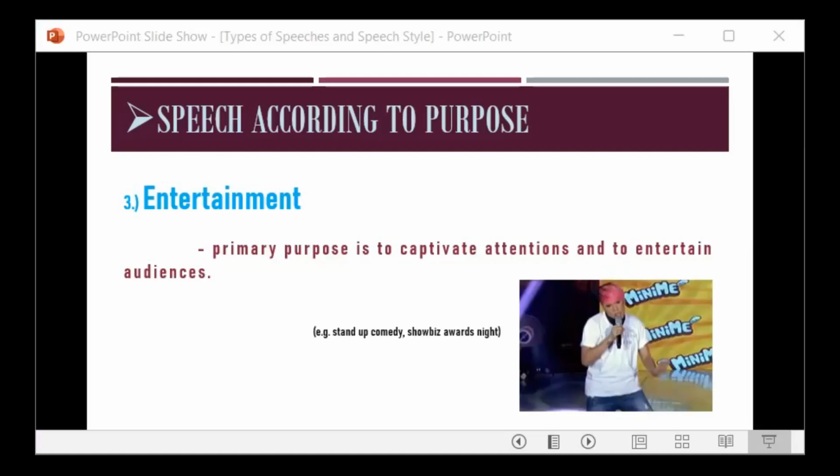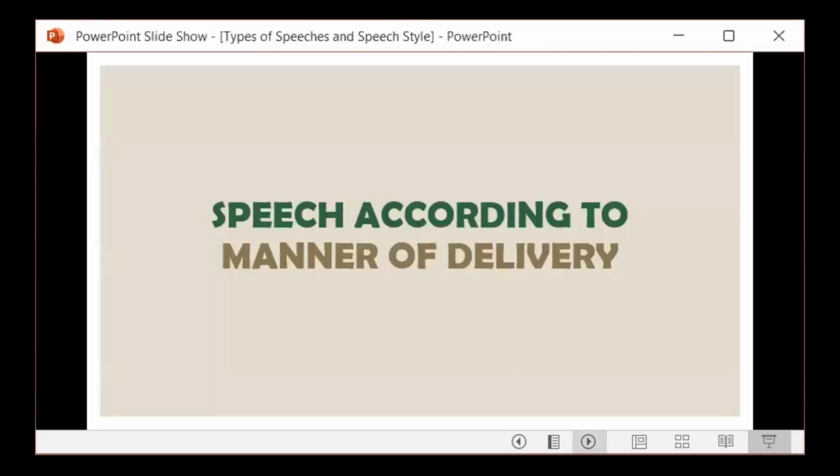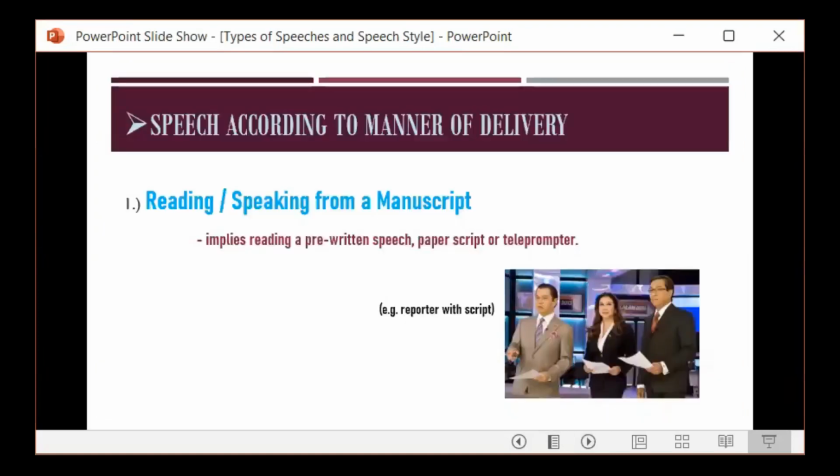Earlier, we tackled the informative or expository, the persuasive, and entertainment as part of the speech according to purpose. Now, we will be talking about another type of speech, which is what we call the speech according to manner of delivery. When we are talking about the speech according to manner of delivery, this is about how you are going to deliver a certain speech to your audience.